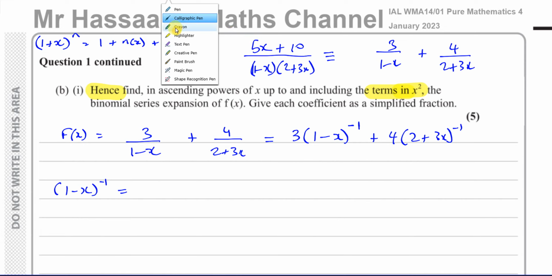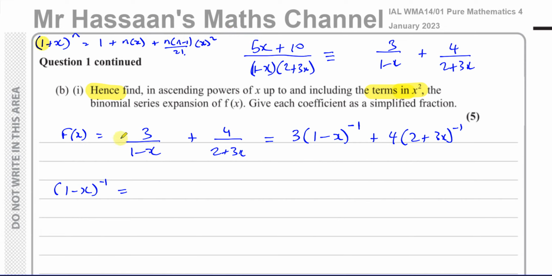But the point for this formula, it must have a 1 here. The 1 can't be a 2, can't be a 3, can't be a minus 1, it has to be a 1. It doesn't matter what's here. Okay, it could be x, could be half x, could be minus x, could be minus 3 over 2x, it doesn't matter. But that must be a 1 there. Then this expansion works. So we can't use the nCr method because we have a negative power. That doesn't work with negative powers.